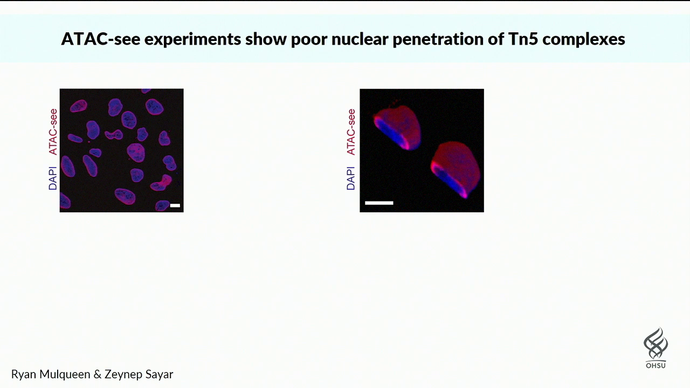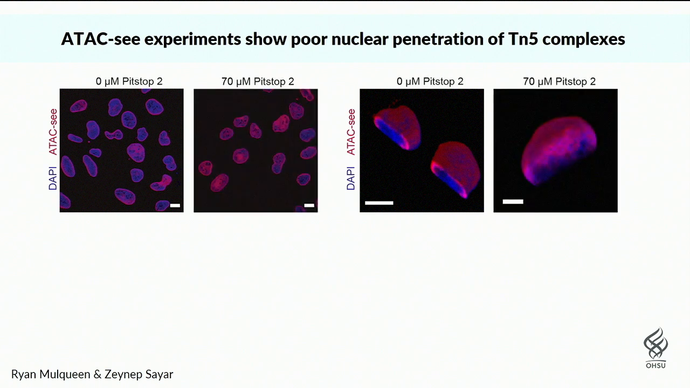You can see that the transposase doesn't penetrate very far into the nucleus, and we weren't happy about that because we know there's active chromatin in there that's not getting transposed. So we started using this reagent. It's marketed as Pitstop 2. What it does is actually opens up the nuclear pore, and this enables more transposase to actually enter in.